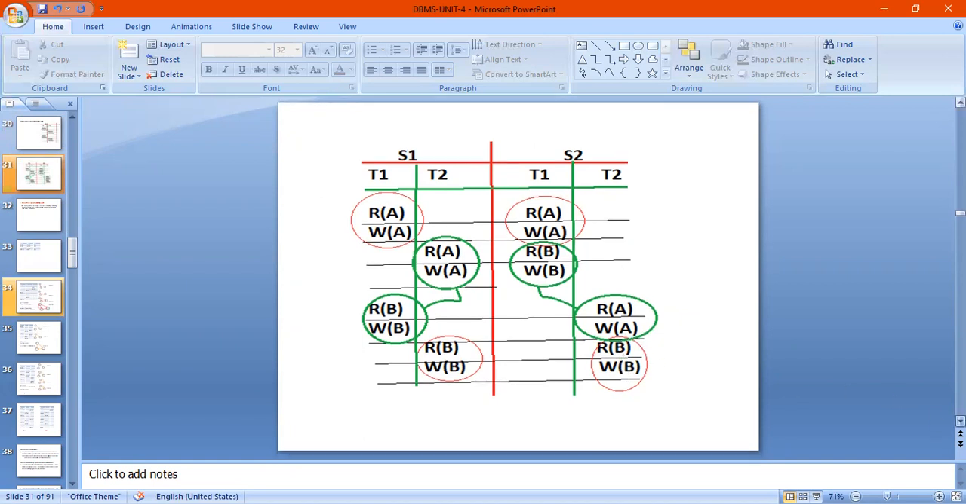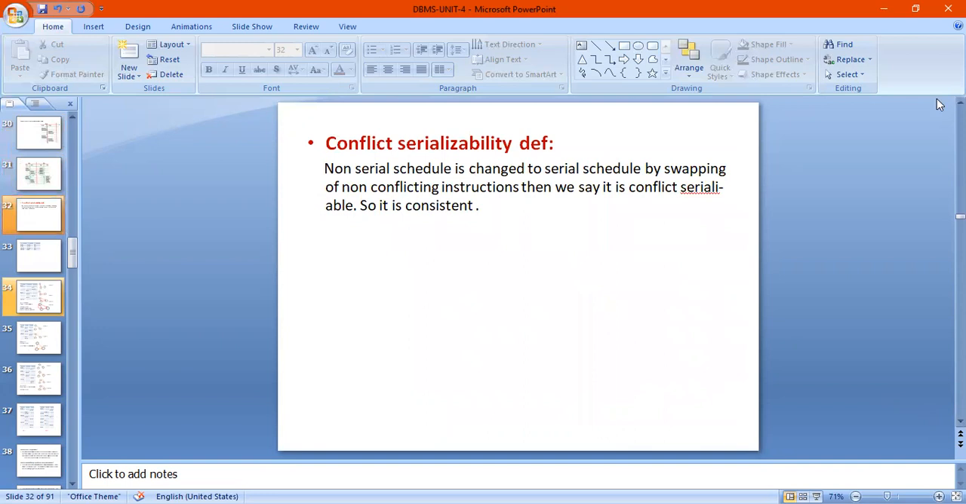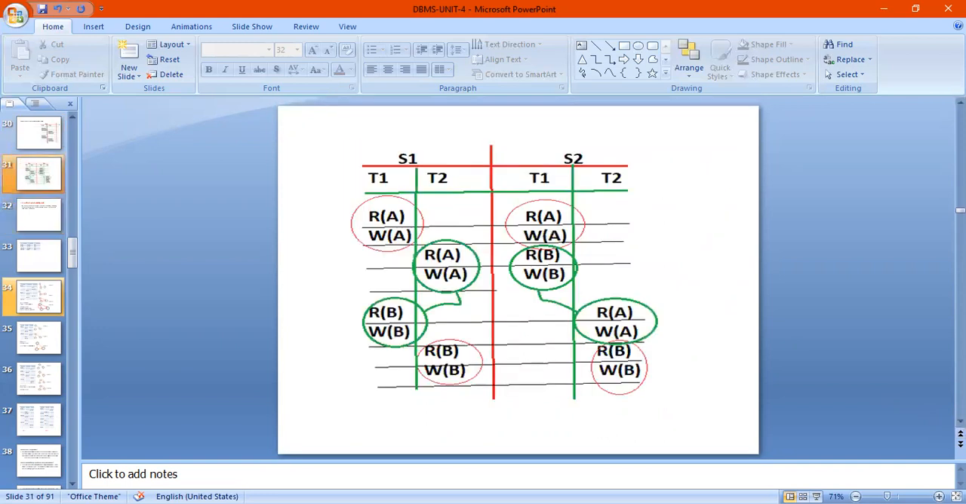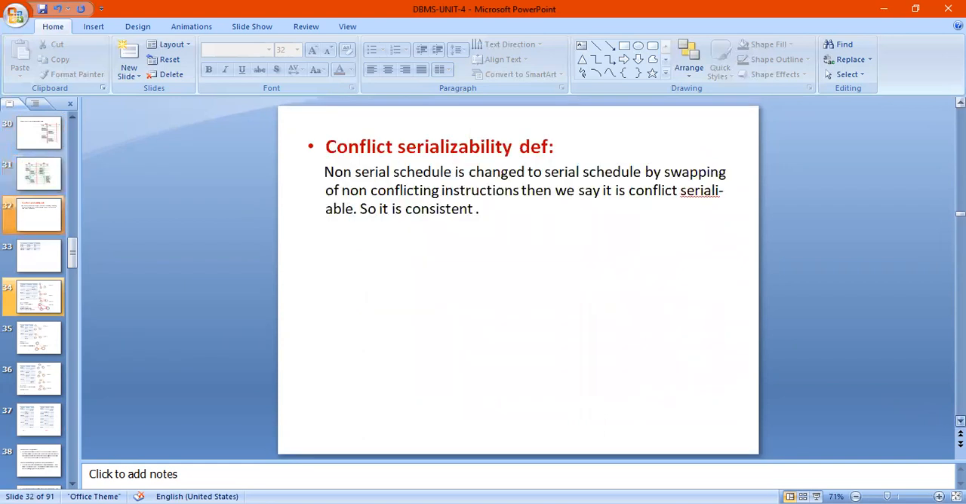So let's see what it means. So this is called conflicting serializability. Non-serial schedules are changed to a serial schedule by swapping of non-conflicting instructions. Then we say it is a conflict serializability. So it is consistent.